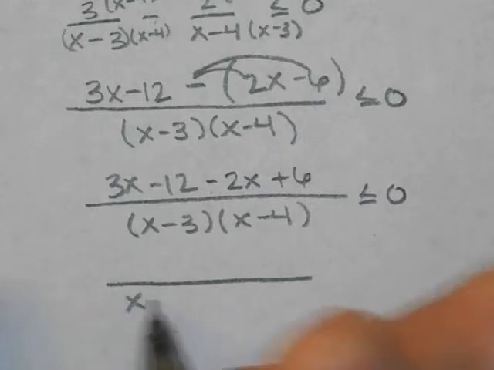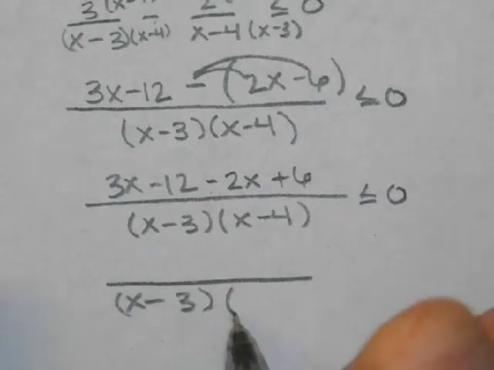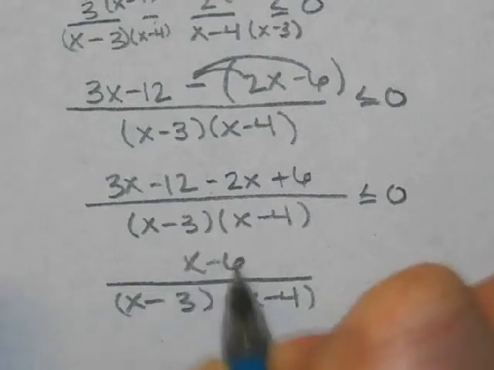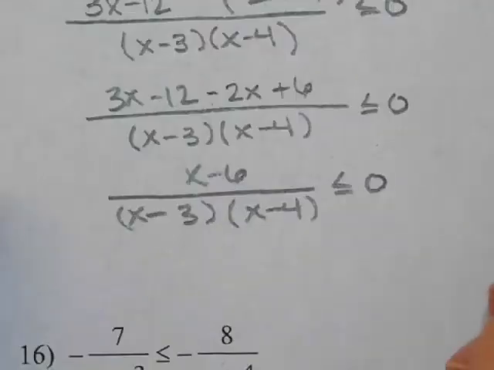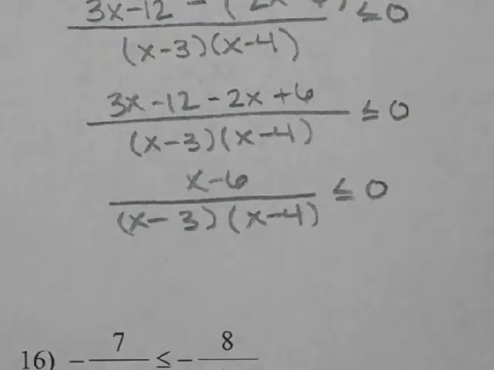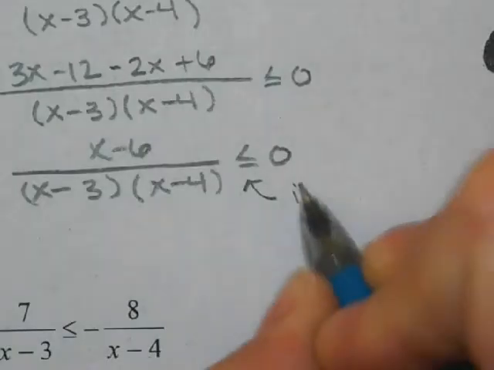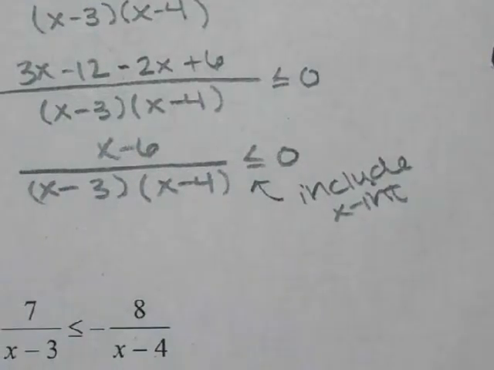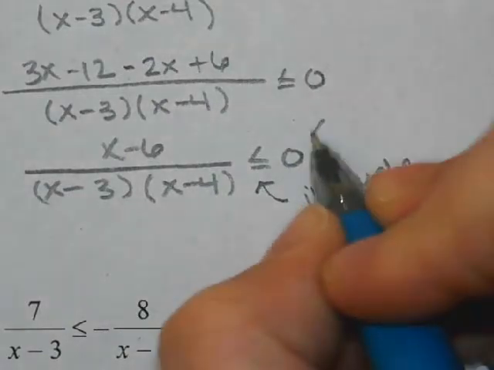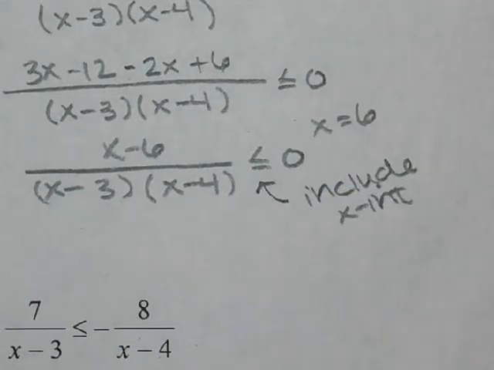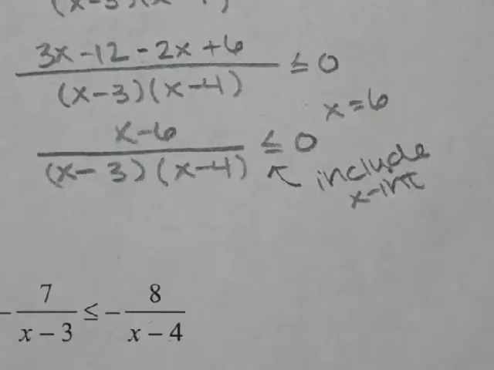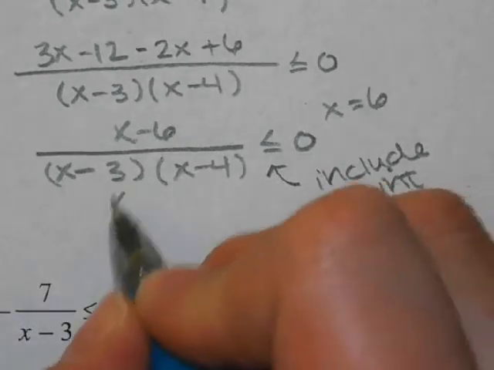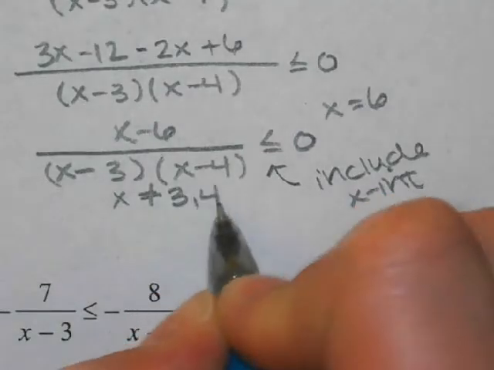So, what do we have on the top? X minus 6, yep. And so if we look at this, based on the symbol, are we including the x-intercept or are we going to exclude it? Include. We're going to include. And what is the x-intercept? 6, okay. And then what are the vertical asymptotes? 3 and 4, and we will not include those because we never do.